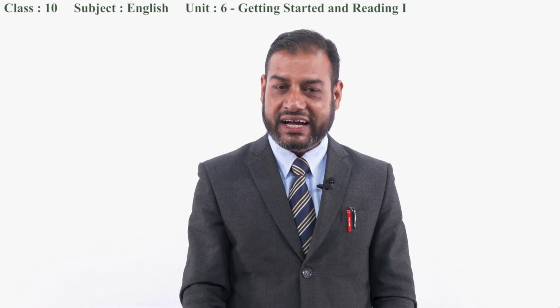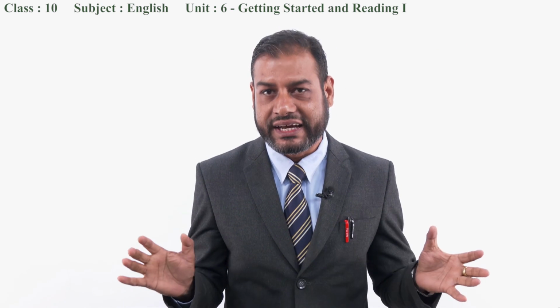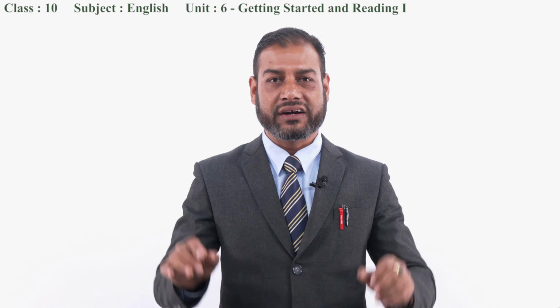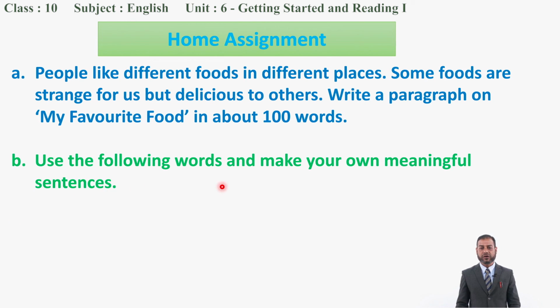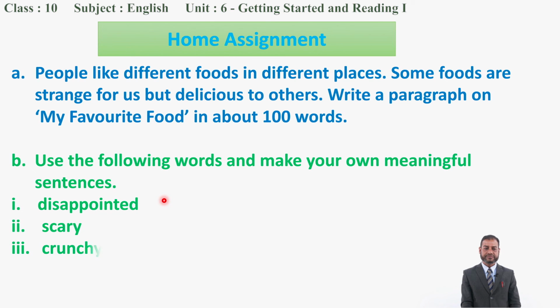Now, after this, I hope you might have understood the whole text. Now, I want to give you a homework, and your homework is, people like different foods in different places. Some foods are strange for us but delicious to others. Write a paragraph on my favorite food in about 100 words. Okay, this is your first task. And next task is, use the following words and make one meaningful sentence each. The words for you are disappointed, scary, crunchy, yummy, and congeal. Is it clear to you?